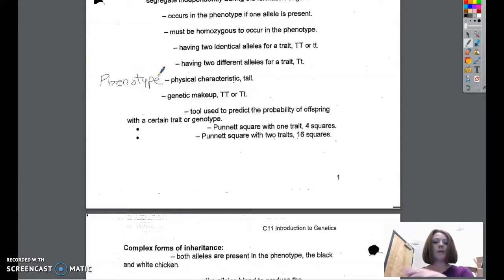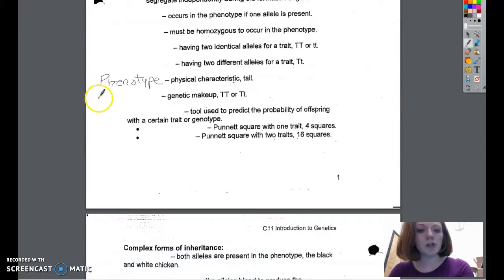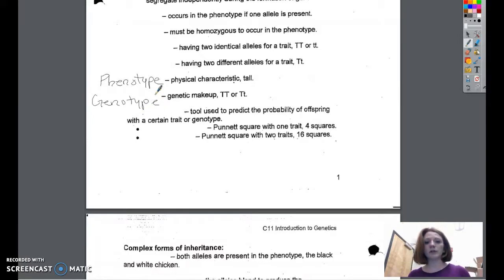Okay. Now, different from the phenotype is the genotype. So genes, genetic makeup, it's the letters that we're talking about. That is the difference between phenotype and genotype. Genotype are the genes, and phenotype is the physical characteristics. Okay, so we have dominant and recessive, we have homozygous and heterozygous, and we have phenotype and genotype. Okay, so 2, 4, 6 major vocabulary words that you need to understand.